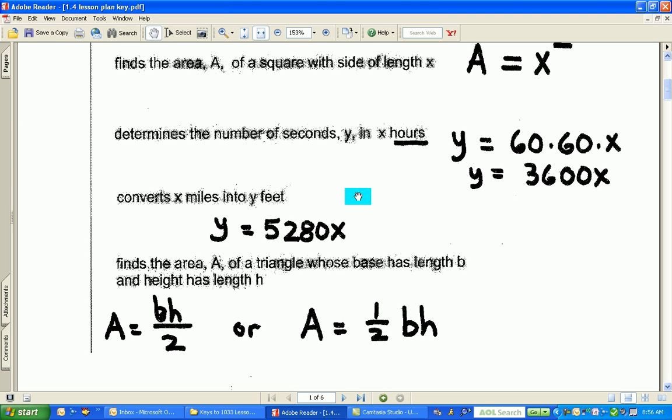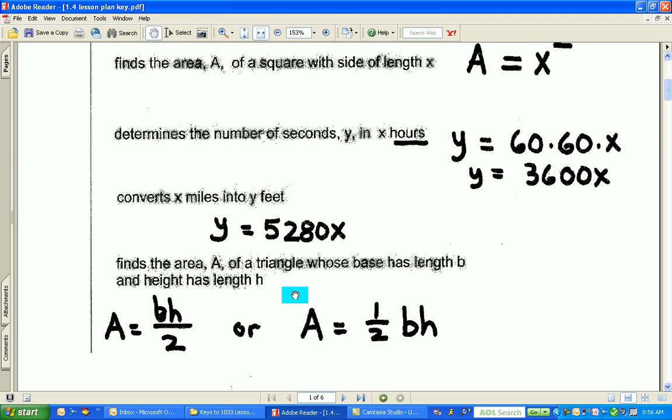We do this pretty similarly to the way we did the last problem. It's a fact that we need to remember: there are 5,280 feet in 1 mile. In this particular formula, we're talking about x miles. So we take 5,280, multiply by x, and that gives me y, the number of feet in x miles.